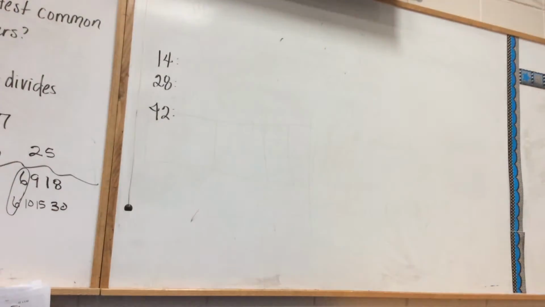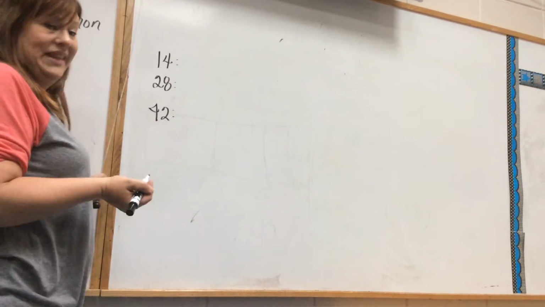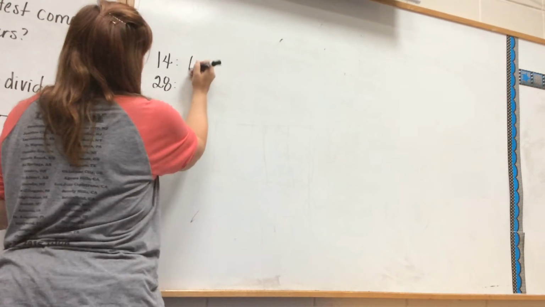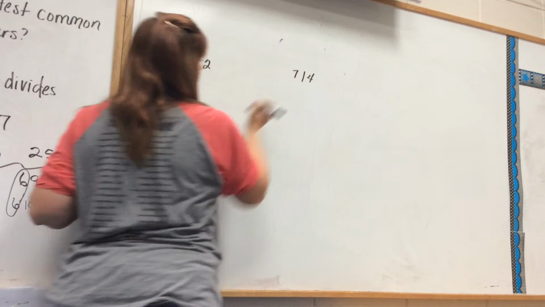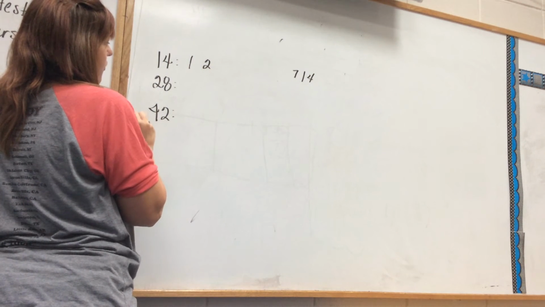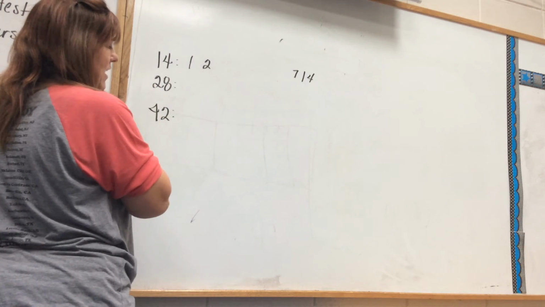Now, let's talk about what happens when you have 3 numbers. You're going to do it the same way. You're still going to list the factors. So 1 times 14, 2 times 7, 3 doesn't go in there, 4 doesn't go in there, 5 doesn't, 6 doesn't. So that's my list.